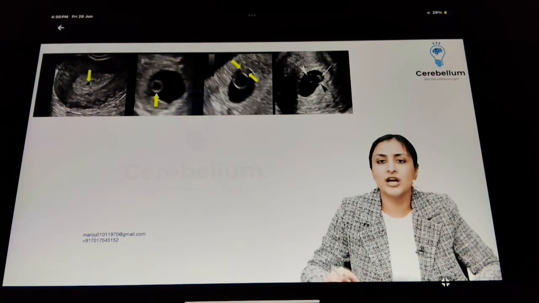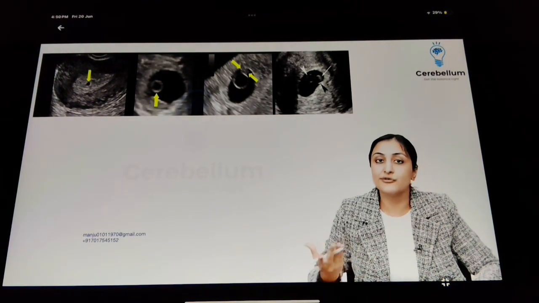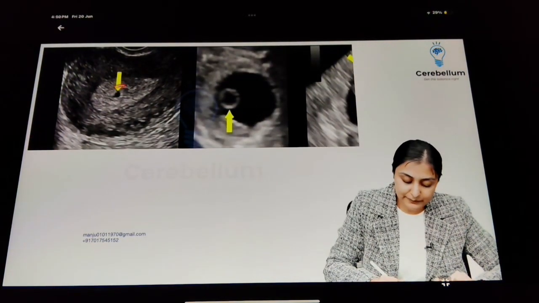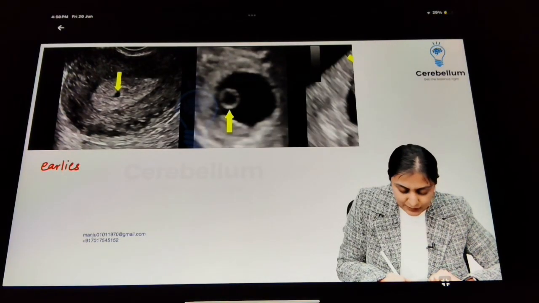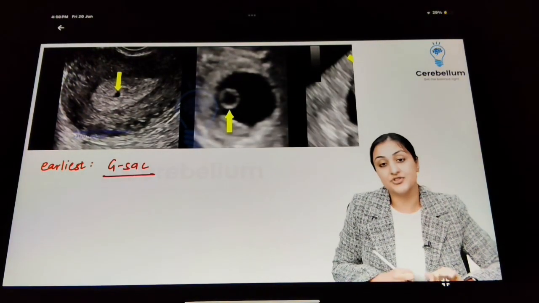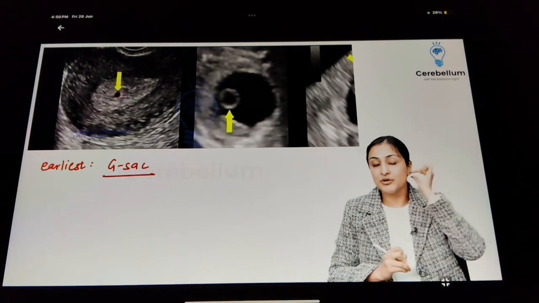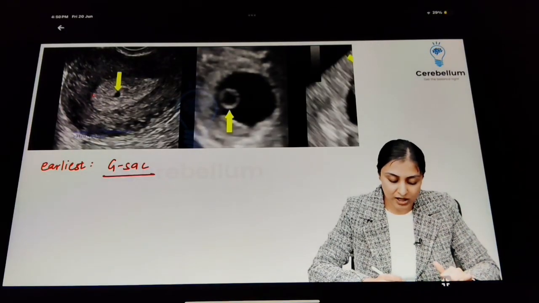With this, we go on to the ultrasound, early pregnancy ultrasound. What are the ultrasound features of an early pregnancy? So what you need to remember, the earliest feature or the first sign of a pregnancy is a gestational sac, a G-sac, which is going to appear as this black fluid-filled sac within the uterus. So this is what occurs slightly off midline.